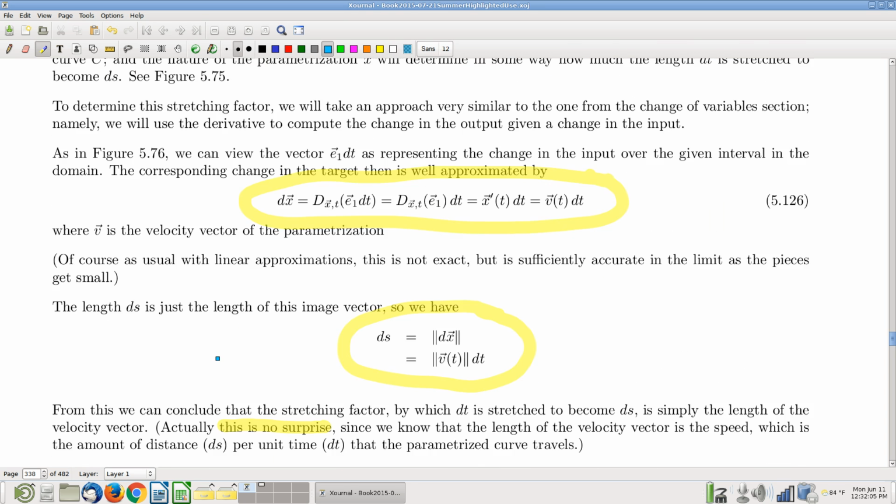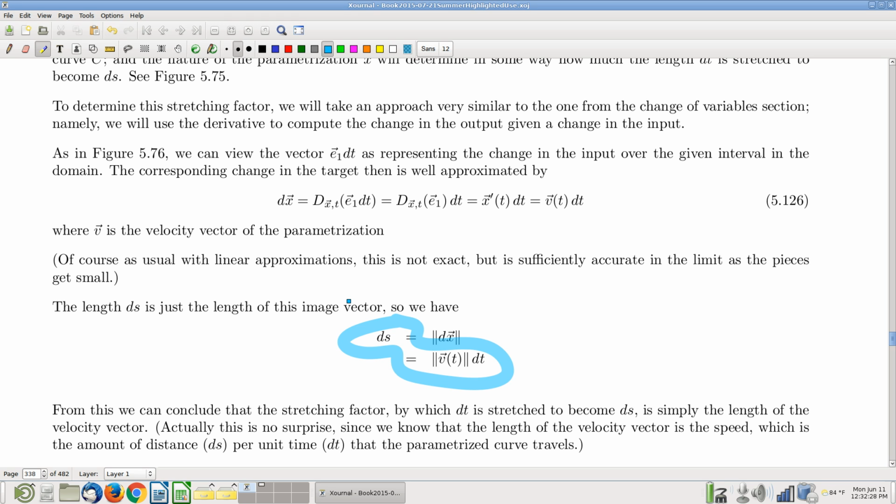We worked out the stretching factor. A couple different ways to see what the stretching factor was. Here's the kind of the quick and easy way. And that is distance equals speed times time. Right? If you want to know what's the distance you've traveled along a parametric curve, distance is speed times time. So speed, in this context of parameterizing a curve, speed is your stretching factor.